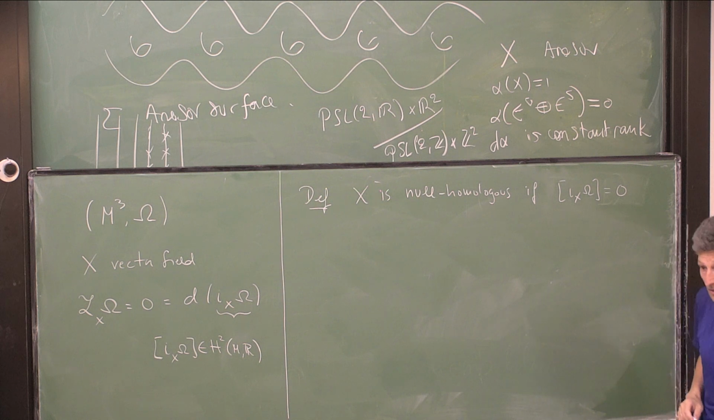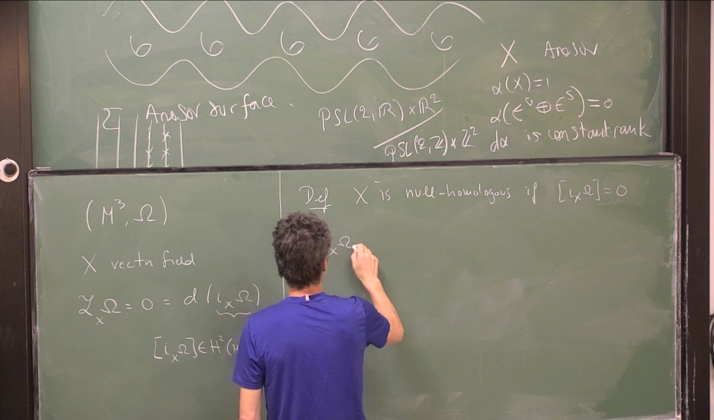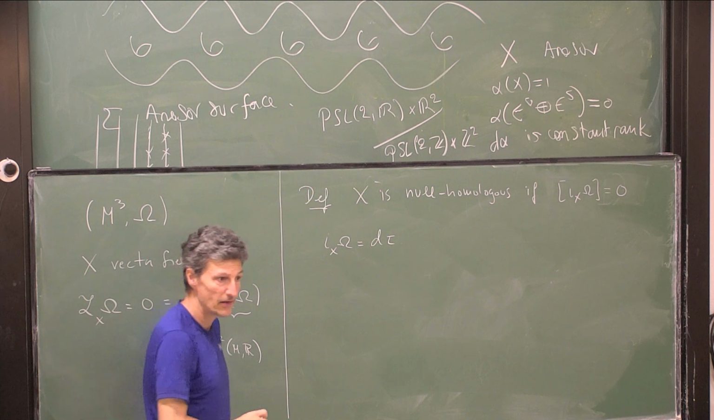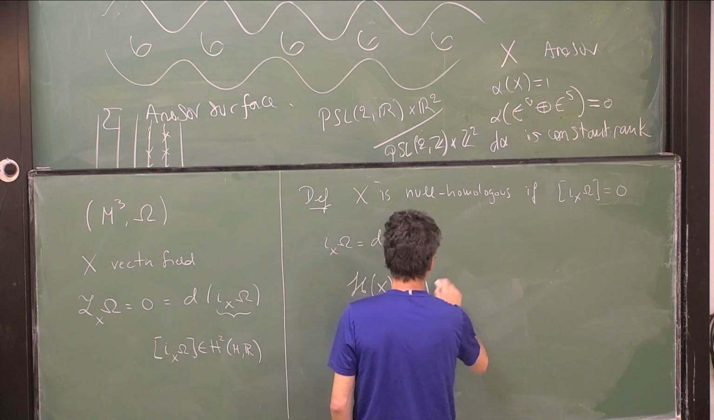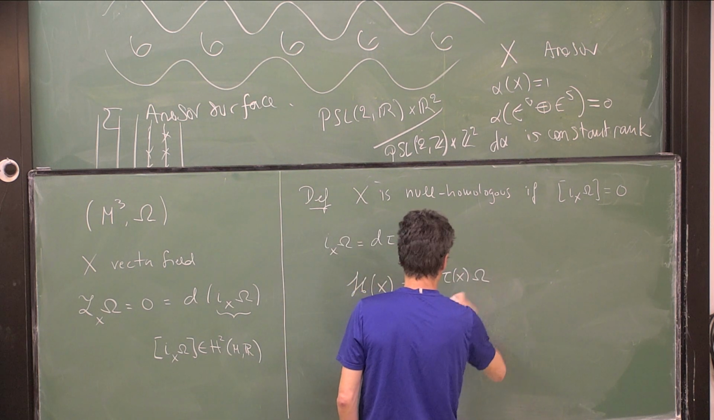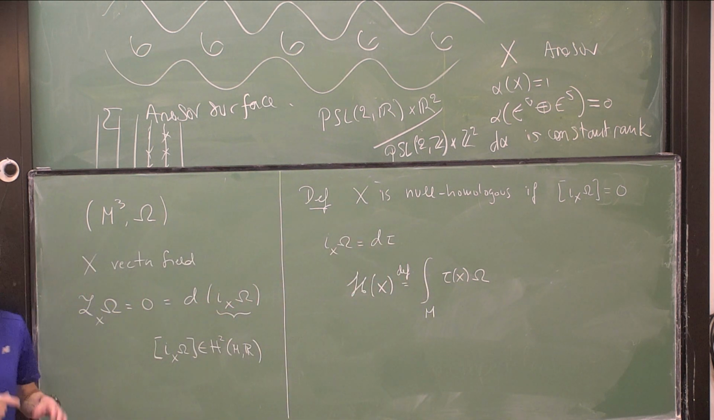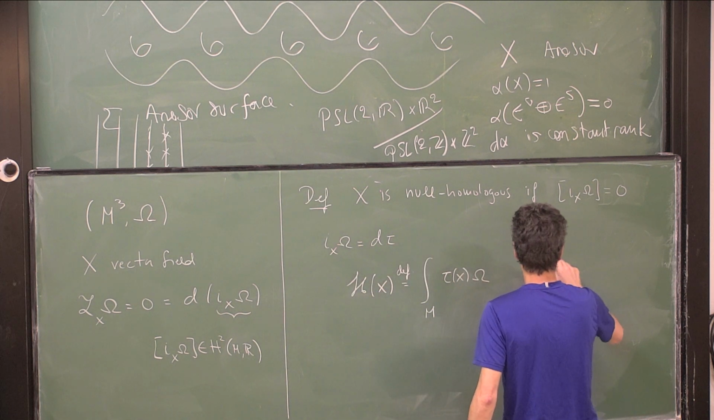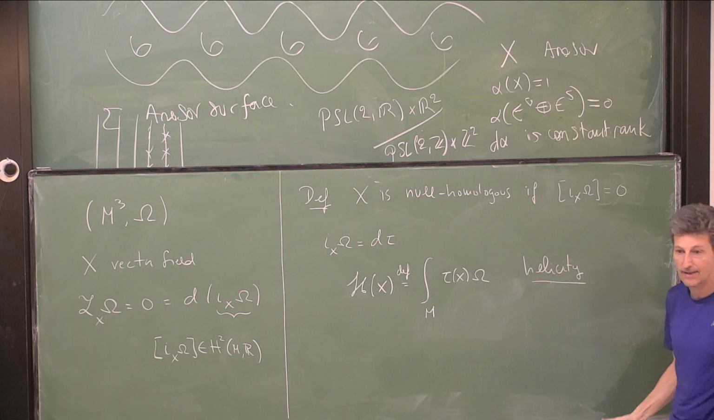If this class is 0, so in this case you have a primitive, let's say d tau, and then you find the following invariant, the helicity of X. You take the primitive, apply it to the vector field, and integrate it over M. So this is a nice quantity, looked at by lots of people, Arnold in particular.